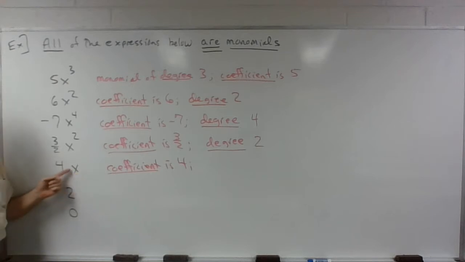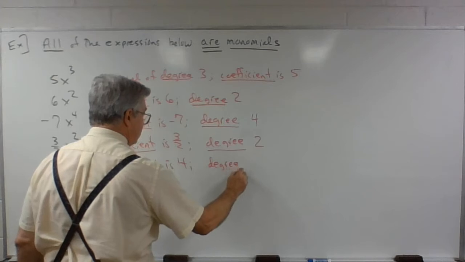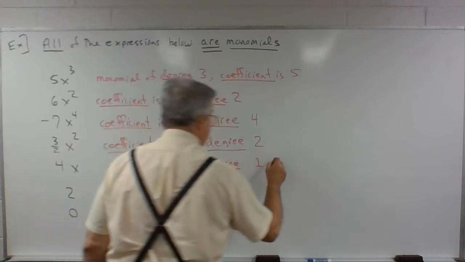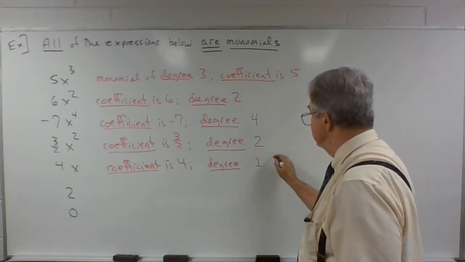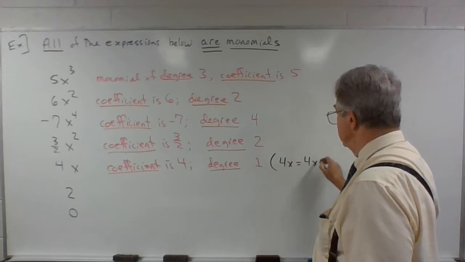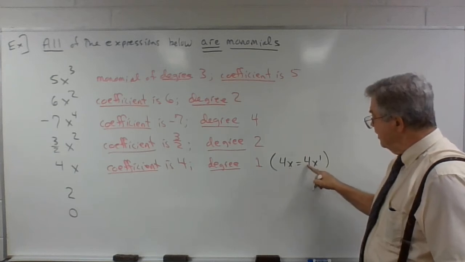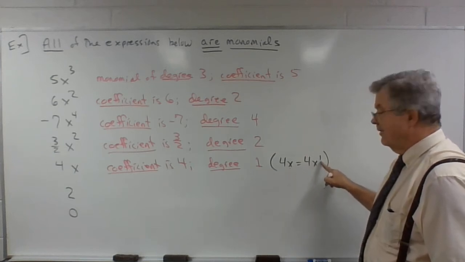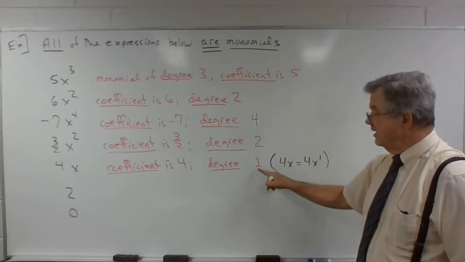But what about this? We're supposed to have x to a power, right? I claim that the degree is 1. And here's why I say that. Here's the defense of my answer. 4x equals 4x to the first power. This can be written as 4 times x to the first power. So the exponent, or the degree, of this monomial is 1.